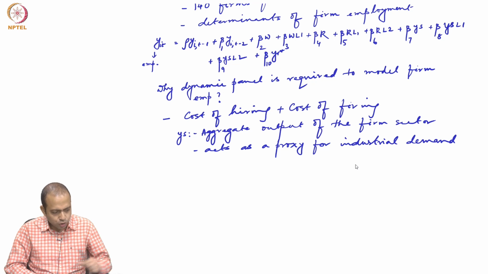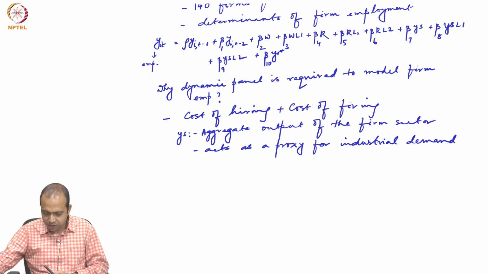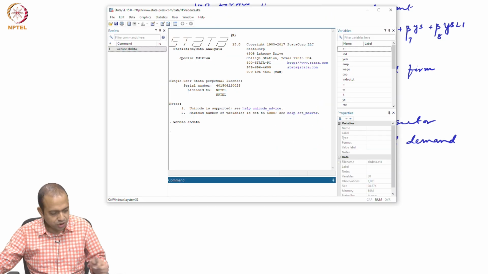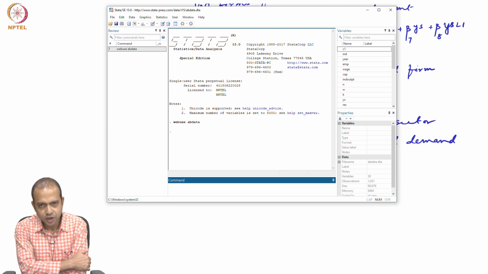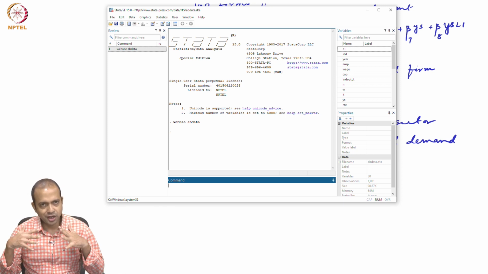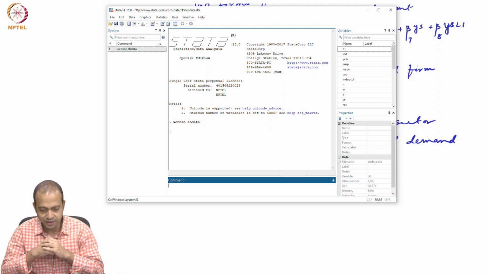So, now what we will do? We will first estimate. I will show you. So, this is the data. If you are using this data, this is the original data Arellano and Bond have used. This is their data set.